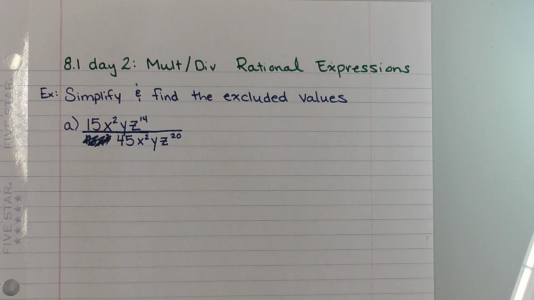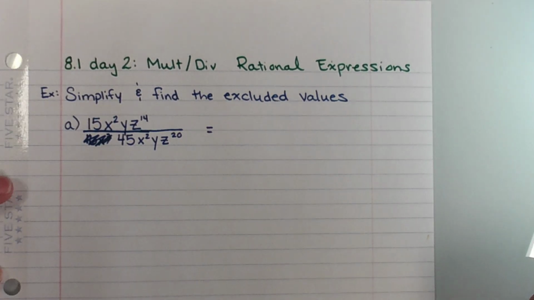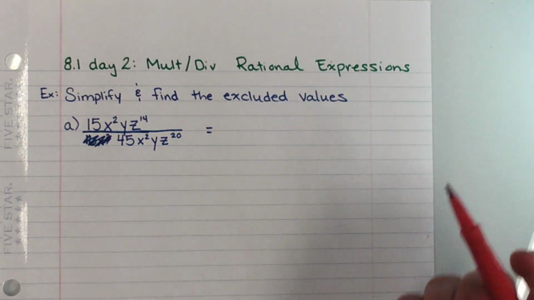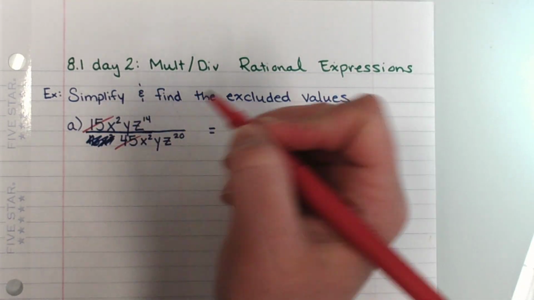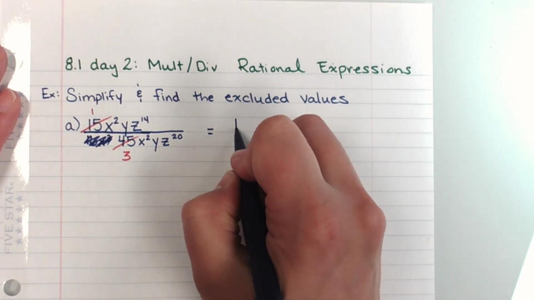x squared y z to the 14th over 45 x squared y z to the 20th. Okay, if I am trying to simplify this down, Caleb, where do I start? Leaving you with 1/3. You see what divides out of both 15 and 45? The answer here happens to be 15. That leaves you with a 1. That leaves you with a 3. So yes, 1/3.